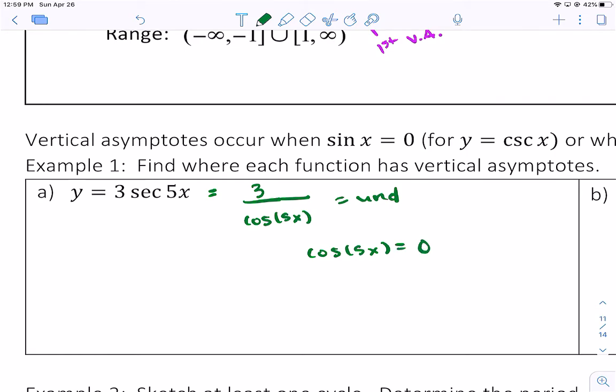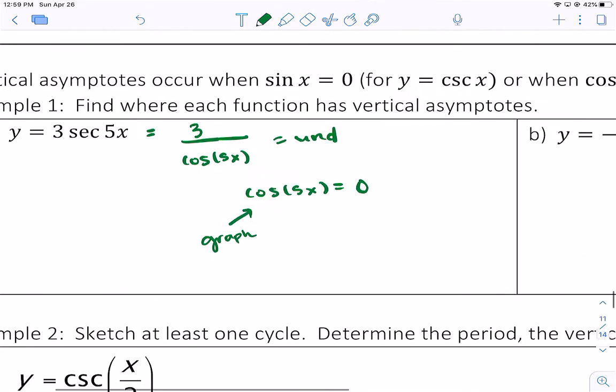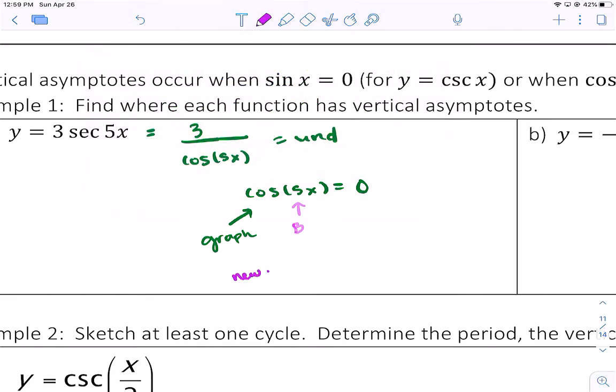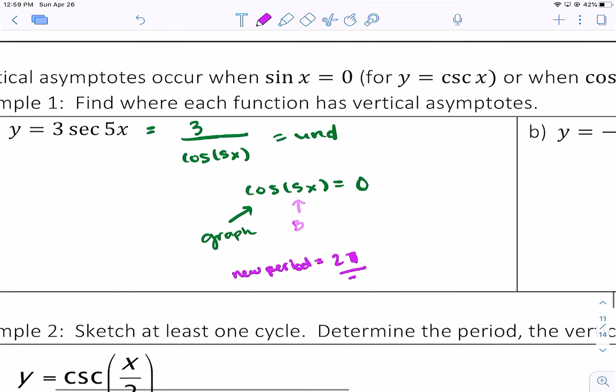So I want to think about what this graph looks like. This is a review of what we did last week. With this graph, it's a basic cosine graph, except for that value there, that's b. If you remember, b changes the period. So we need to figure out the new period. The new period is always the original period, which for cosine is normally 2 pi, divided by 5. So now the period is 2 pi divided by 5.